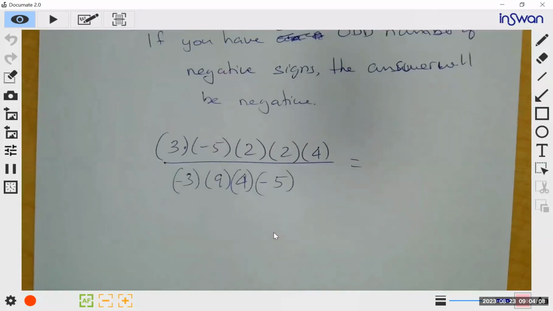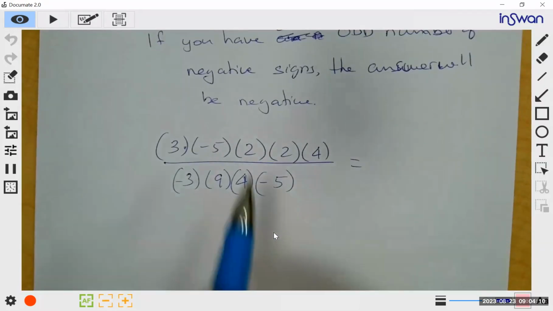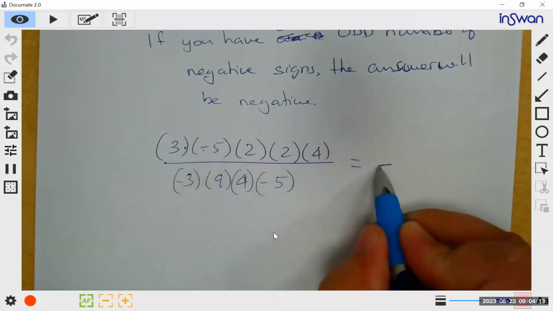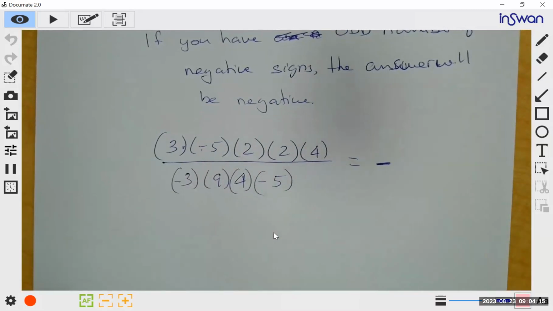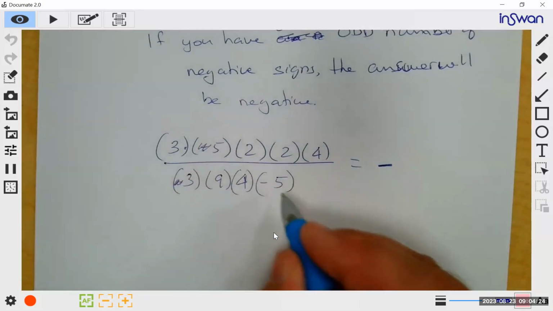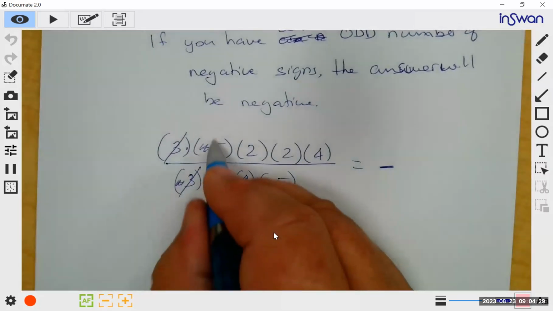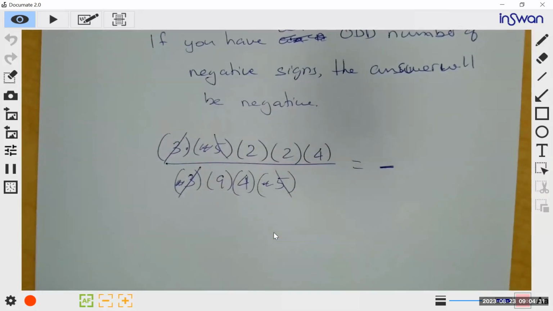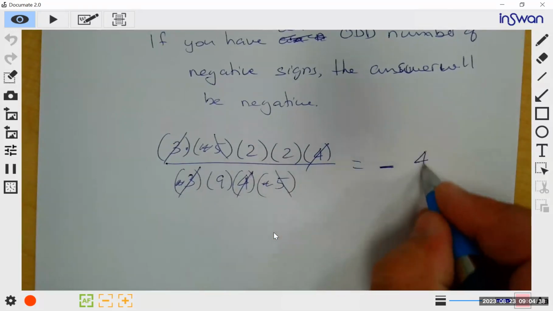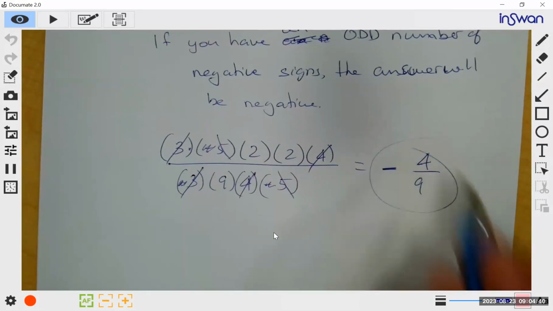Is the answer going to be positive or negative? 1, 2, 3. Yeah, the answer is going to be negative. So we don't have to worry about the signs anymore. Now we just do the whole process of multiplying and dividing. So the 3's cancel. The 5 cancels. The 4 cancels. So all we have left is 2 times 2, which is 4, over 9. And there's your answer.